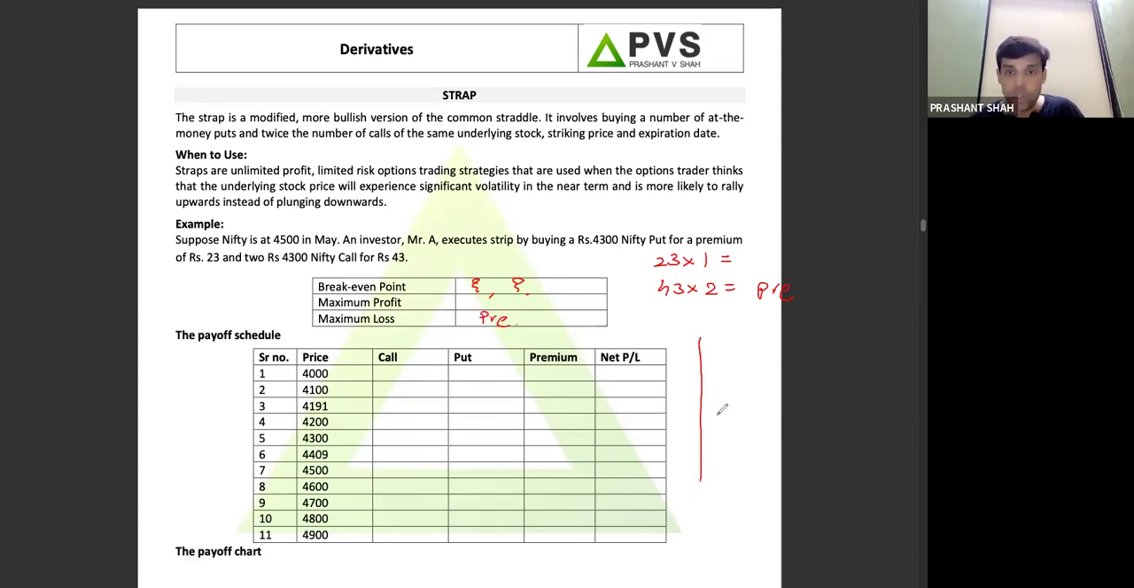If I draw the chart of it, if this is once again my typical straddle, then what happens in this one is it will be steeper this side, as simple as that. So mathematically, you can go ahead and solve the rest of the things. You have got the question with you, the table with you. You can pause the video and definitely look at it.